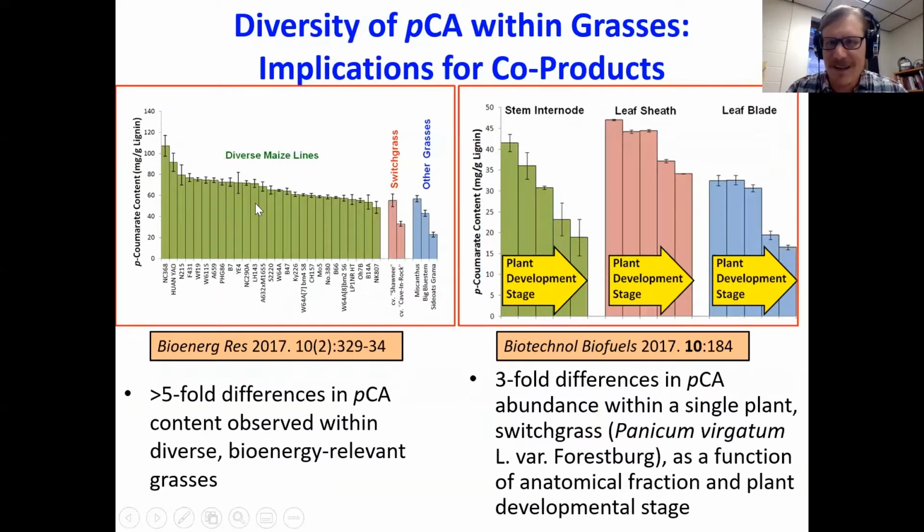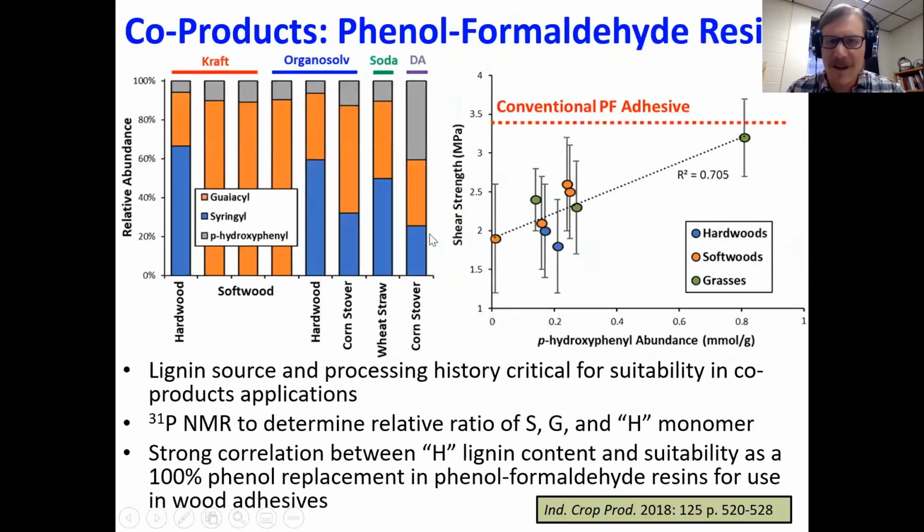And so just to give you an idea of some of the diversity of these compounds in lignins, this is some prior work that we've done, basically trying to understand the diversity of paracoumarate content in different feedstocks. So you can see here significant differences we've identified in different maize lines, within switchgrasses or other grasses. And then even within a single plant, there's enormous diversity of paracoumarate contents just within individual plant anatomical fractions or as a function of plant development. So this is previous work that we've done.